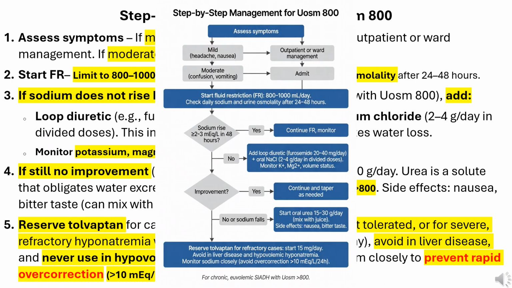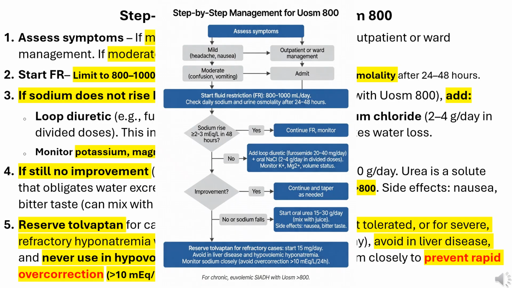Start fluid restriction. Limit to 800 to 1000 ml/day. Check daily sodium and urine osmolality after 24 to 48 hours. If sodium does not rise by 2 to 3 mEq/L in 48 hours, common with Usmo 800, add a loop diuretic, e.g., furosemide 20 to 40 mg/day, plus oral sodium chloride, 2 to 4 g/day in divided doses. This increases solute excretion and promotes water loss. Monitor potassium, magnesium, and volume status.